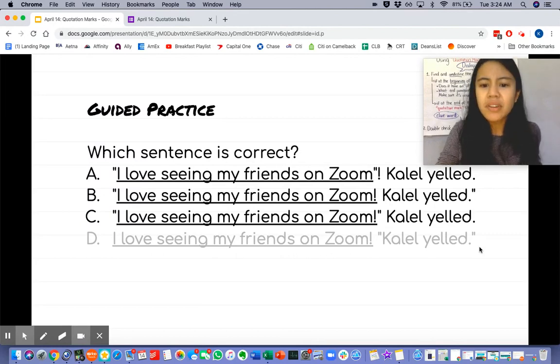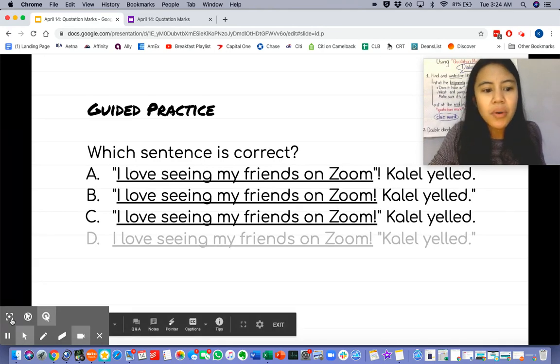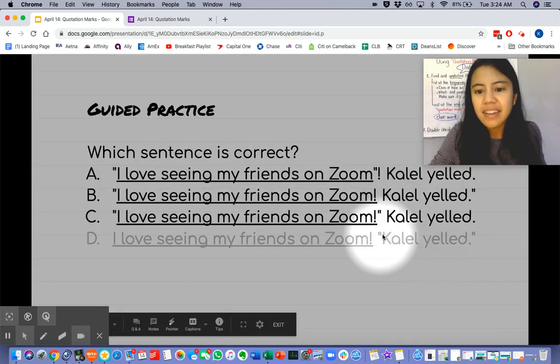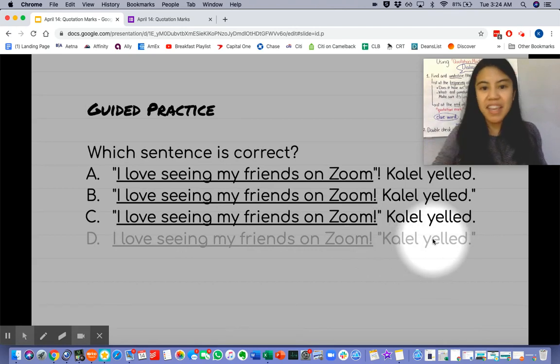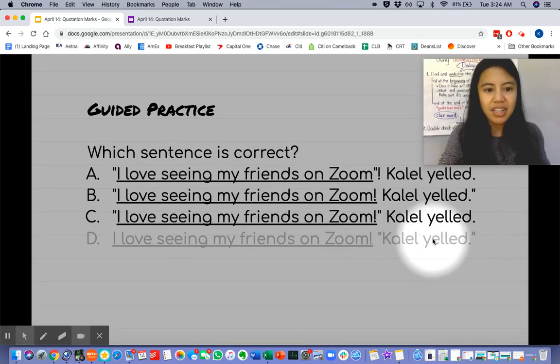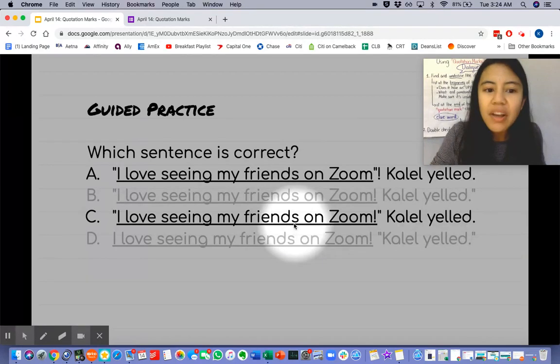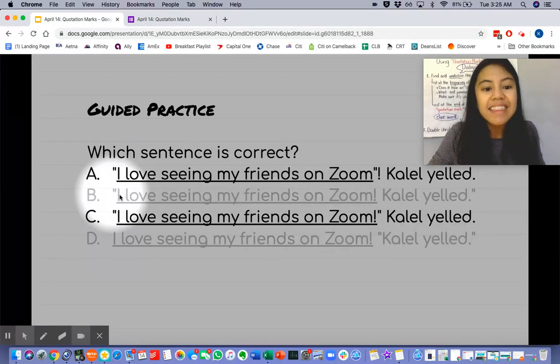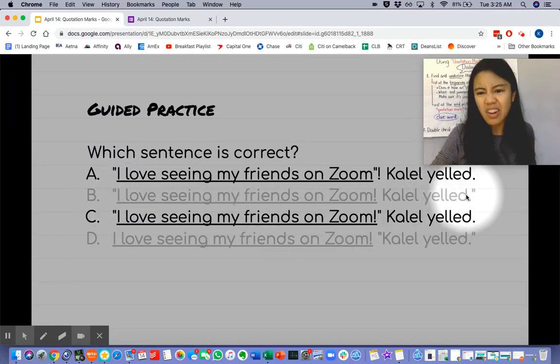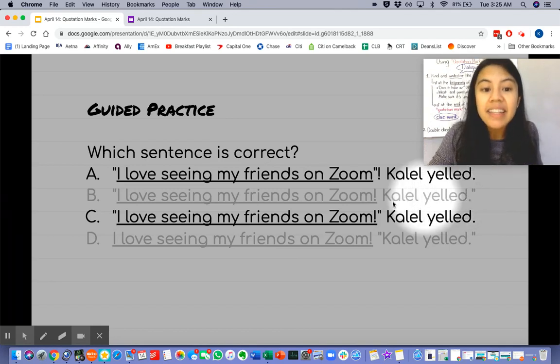Scholars, I noticed that on the last question, I don't see the quotation marks going around that dialogue. So I already know that can't be the correct answer. I also noticed that in letter B, the quotation mark starts at my dialogue, but it also includes my clue word. So that can't be the answer. That leaves A and C.